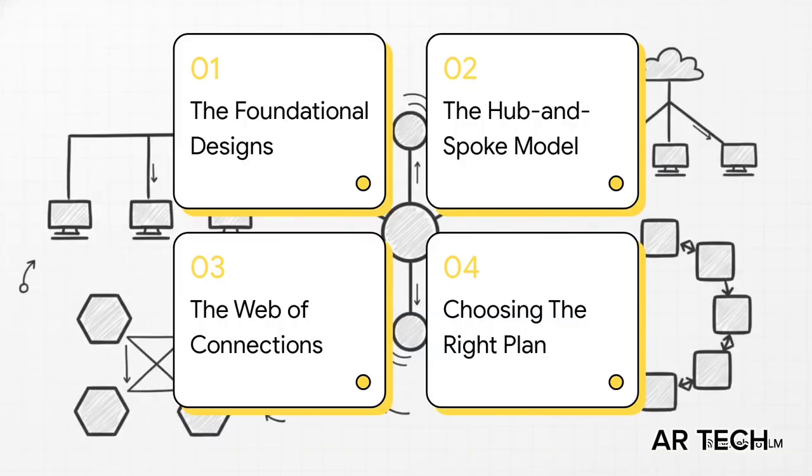Okay, so here's our game plan. We're going to take a quick tour of these digital blueprints. First, we'll look at some of the foundational designs. Then we'll check out the model you probably have at home, the hub and spoke. After that, we'll get into the really complex stuff, this web of connections. And finally, we'll figure out how you choose the right plan for the right job.